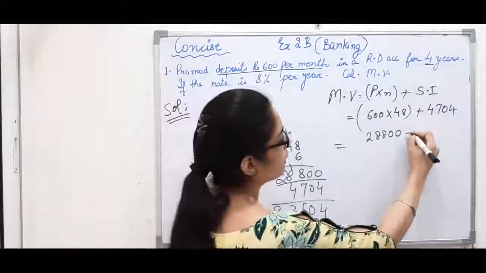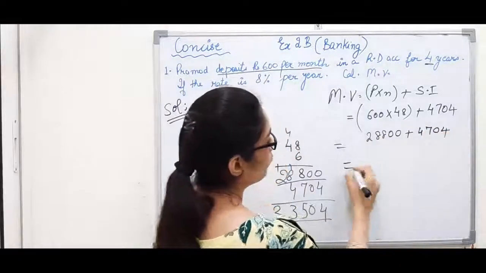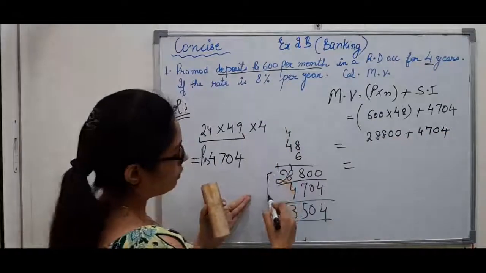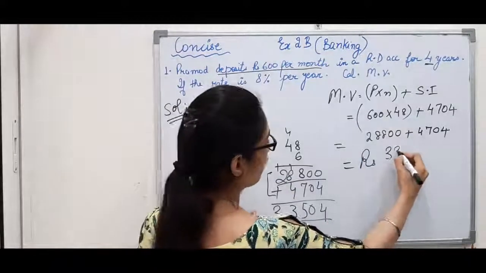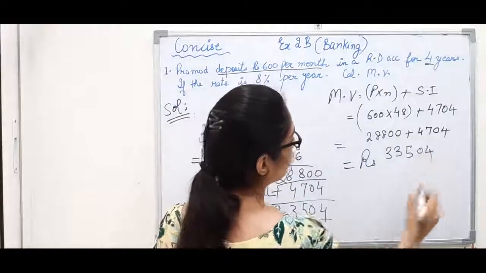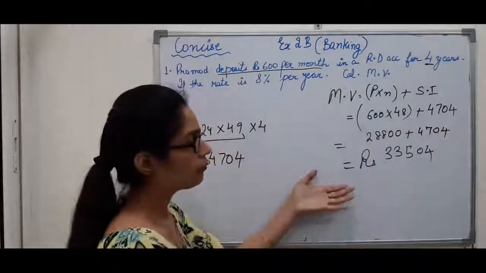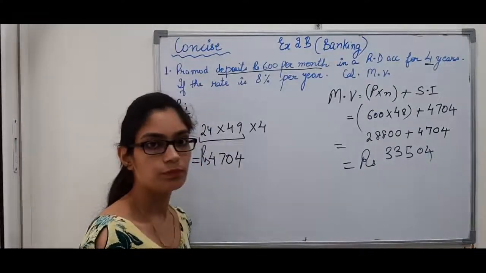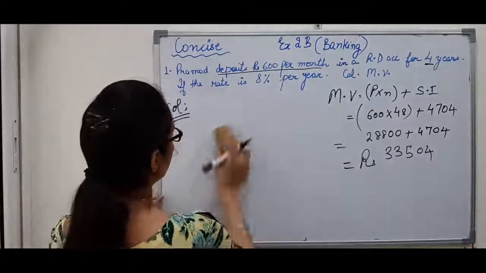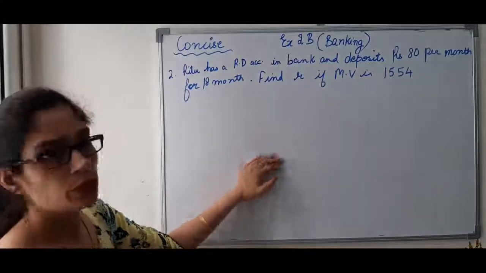So this multiplication should be added to 4704. On adding these two, you can see I got 33,504. So this is the value of maturity, and this was the question. Now let's do the next question.